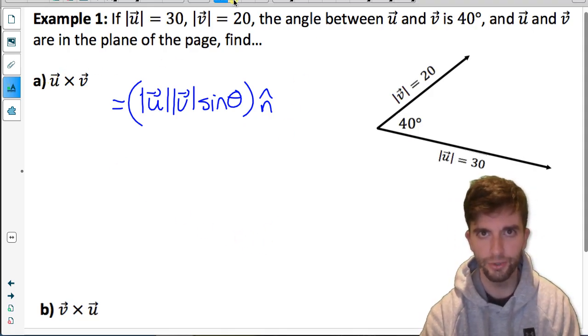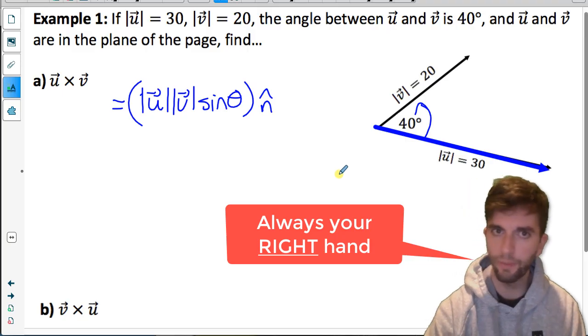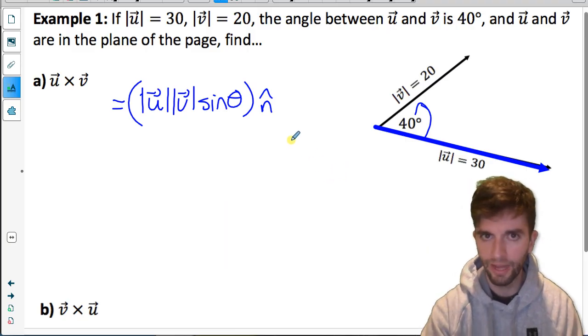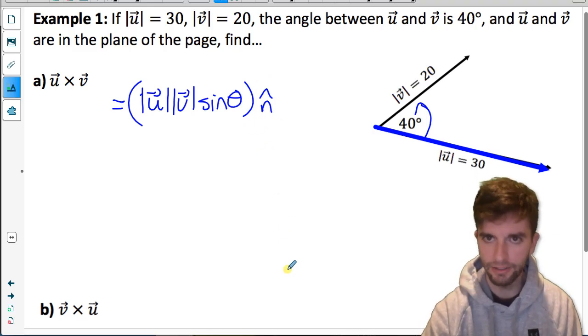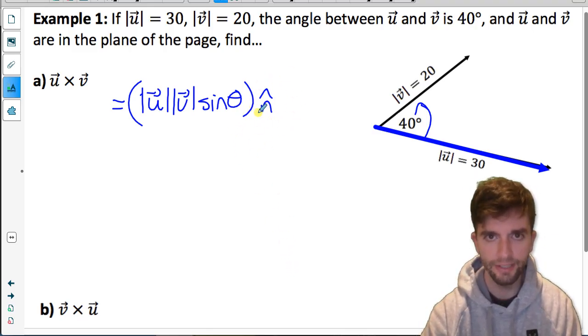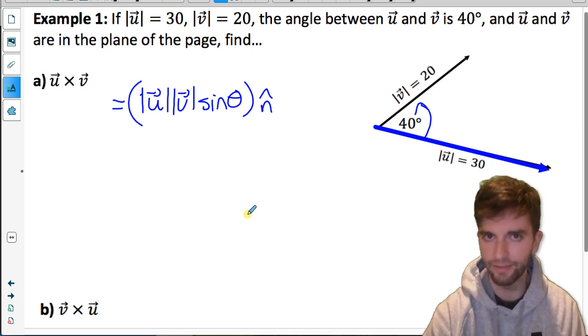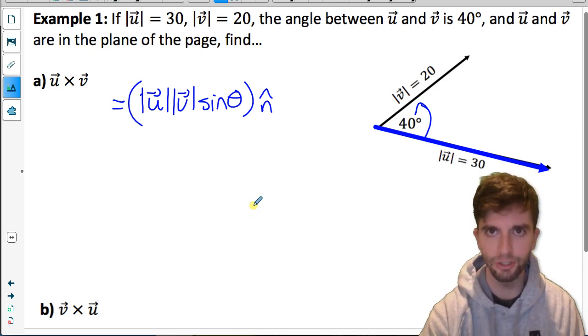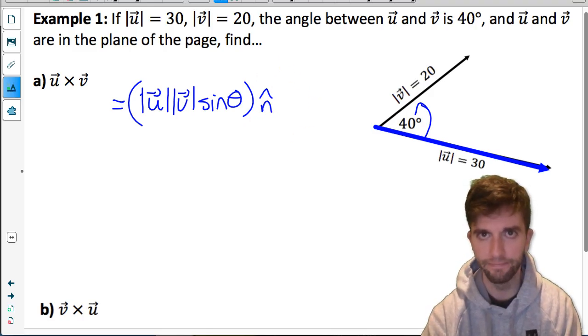So for this one, u cross v, if we laid our hands along vector u, and then tried to curl our fingers towards vector v, your thumb would be pointing out of the page. When that's the case, we leave the unit vector as a positive value. If it was going into the page, we would make this negative unit vector n. Going into the page, we consider negative. That just puts it in the opposite direction, but still perpendicular. So for part A, we can leave it as positive unit vector n.